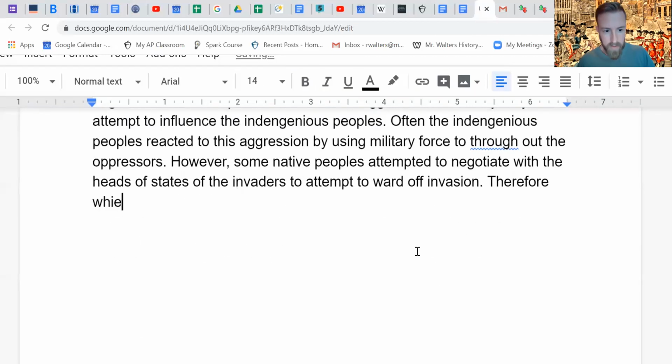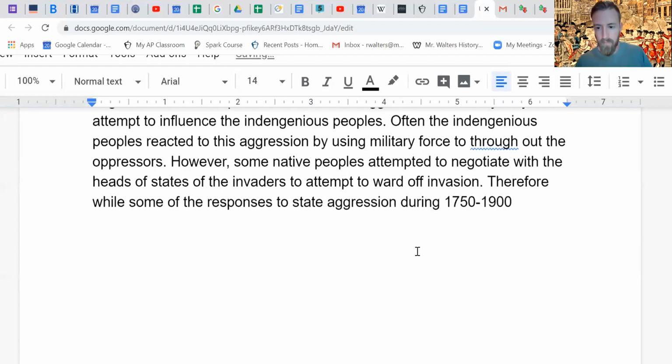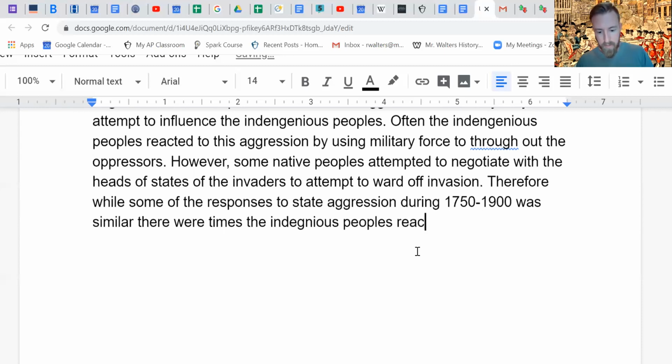Therefore, while some of the responses to state aggression during 1750 to 1900 were similar, there were times the indigenous peoples reacted very differently. Okay, so that's what I did there with my thesis statement.